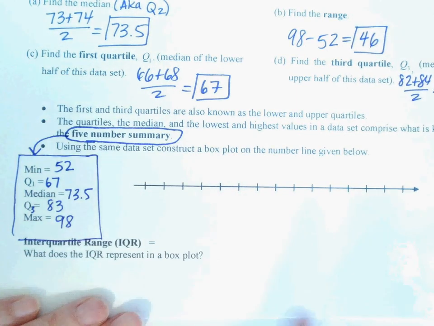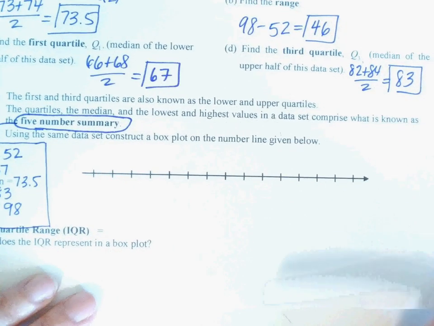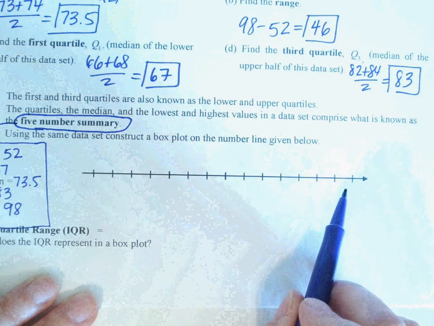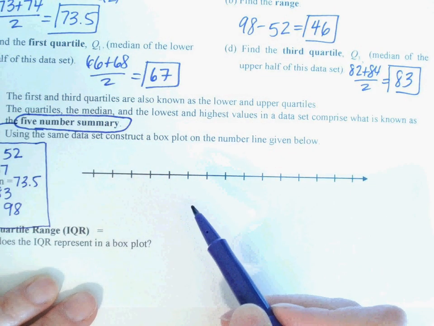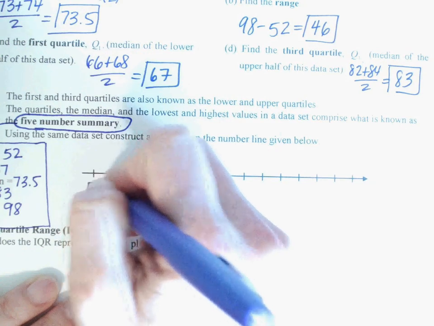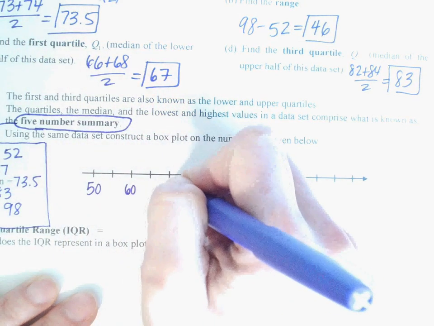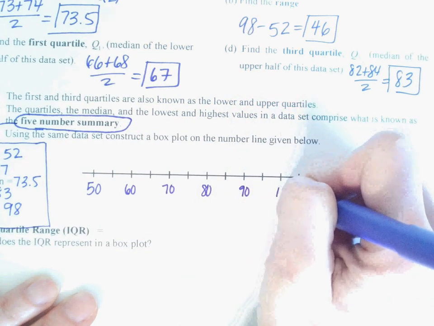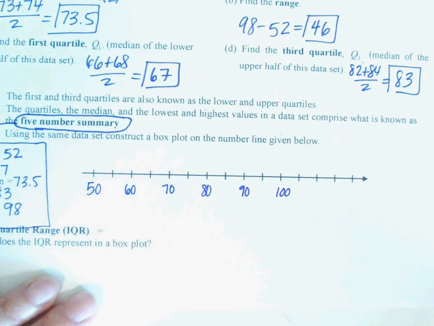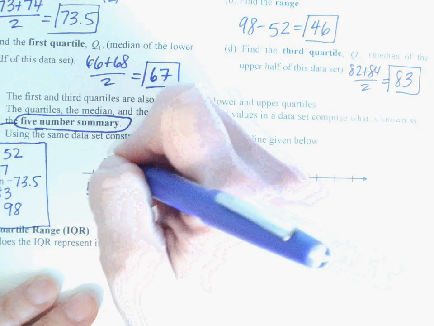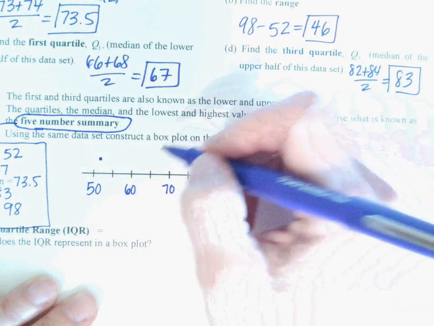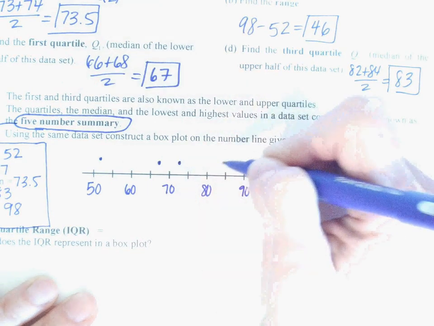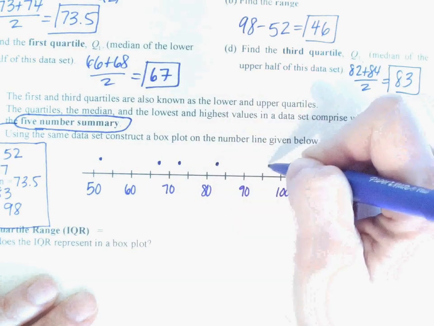All right, and then let's go ahead and create that. My smallest value is 52, highest is 98. So my range should go from 50 to 100. And I think if I just go by 5s, I can fit it all on here. So 50, 55, 60, 65, 70, 75, 80, 85, 90 and 100. Okay, so creating that number line. My minimum is 52, so I'm going to mark that point. It's right about there. Then 67, right about there. 73.5, right about there. 83, and then 98.